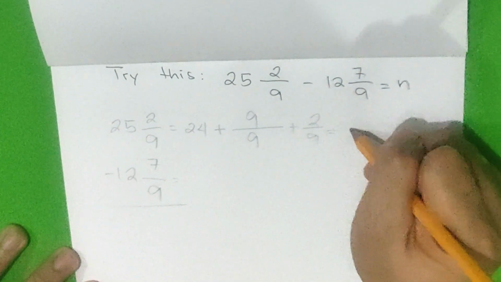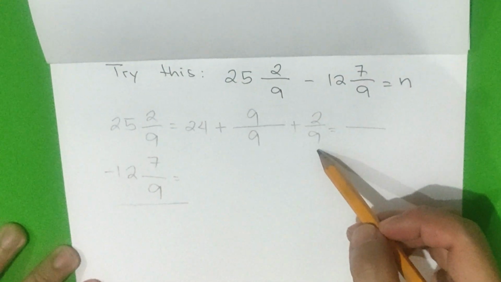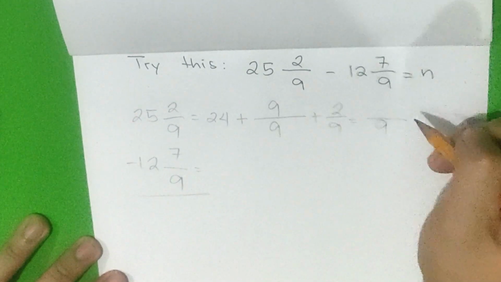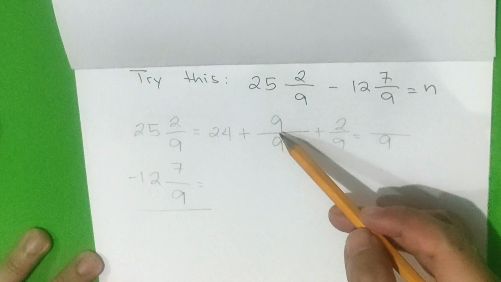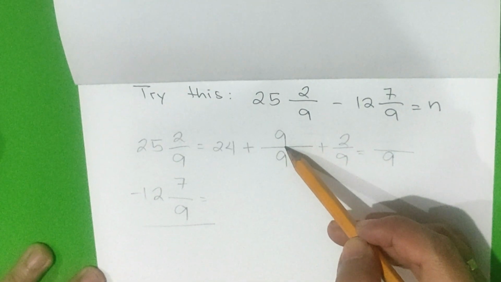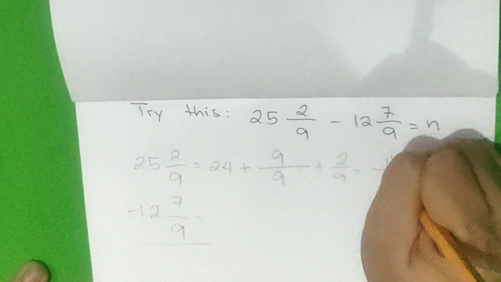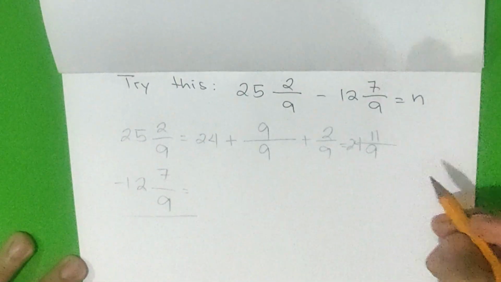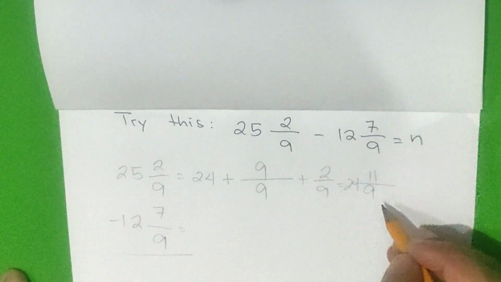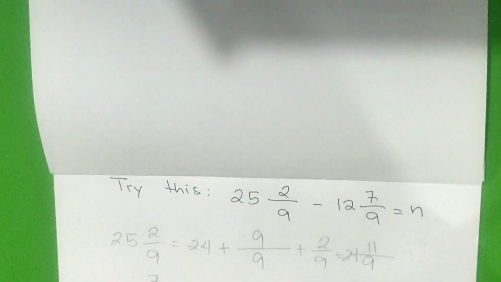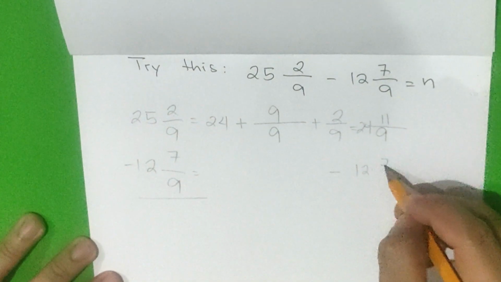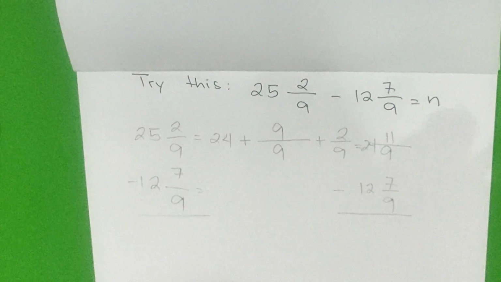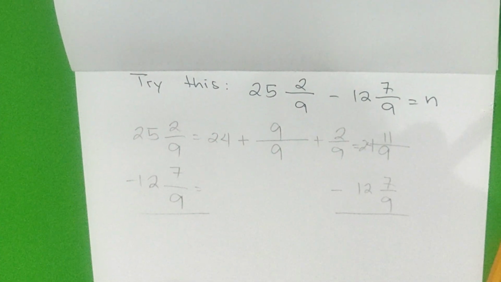Let's add them together. Since the set of fractions are similar fractions, let's copy the denominator 9 and add the 9 and 2. So 9 plus 2 is equal to 11. And don't forget the whole number, 24. Alright, so this is our new minuend. And then, let's subtract 12 and 7/9. So, the third step is to subtract the fractions and subtract the whole numbers.